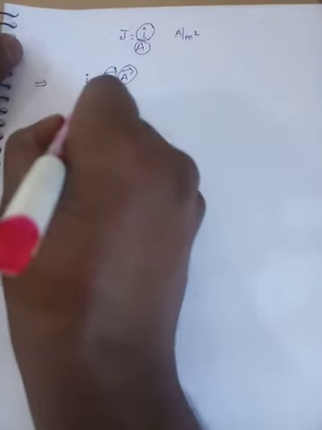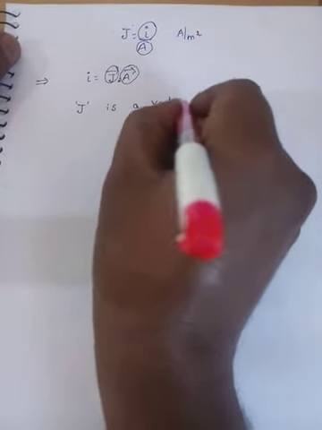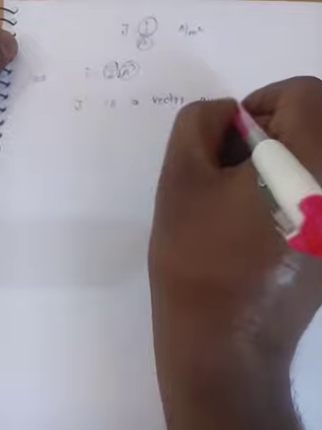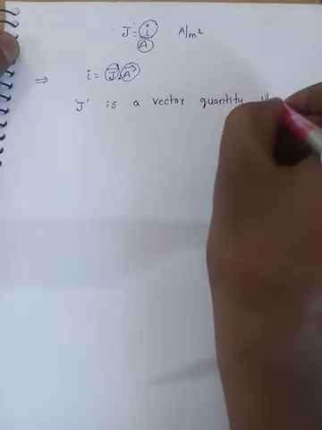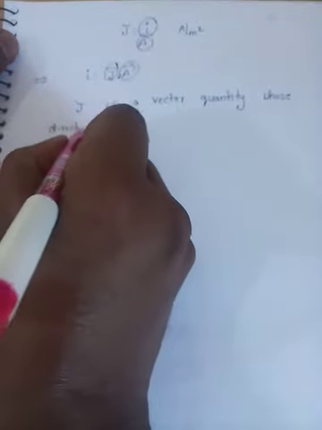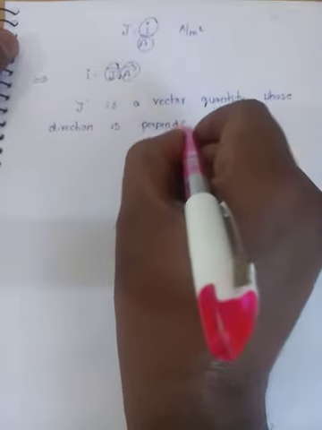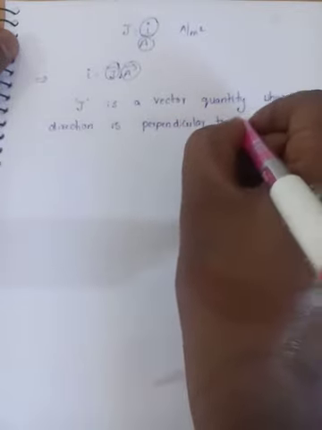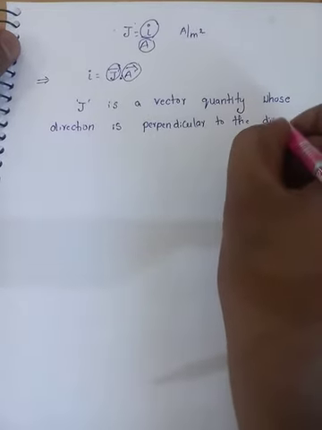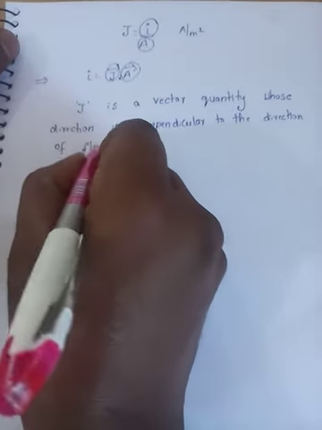So J is a vector quantity whose direction is along the direction of the electric field, or we can say whose direction is along the direction of flow of charges.